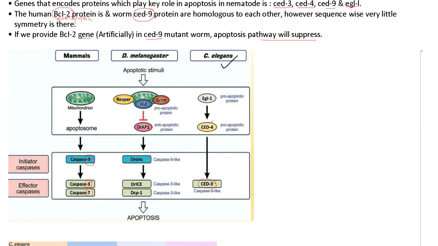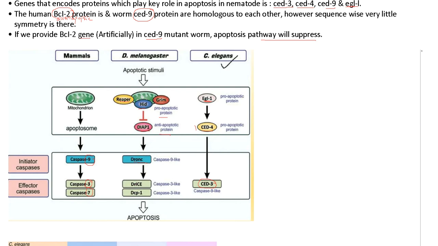The pro-apoptotic protein in C. elegans is EGL1, which is a BH3-only protein like Bax. It is EGL1 in C. elegans, and the pro-apoptotic protein CED4 is also found in C. elegans. While in Drosophila, you'll find Reaper, Hid, and Grim as pro-apoptotic proteins, and Diap1 is anti-apoptotic. Dronc is caspase 9 like.